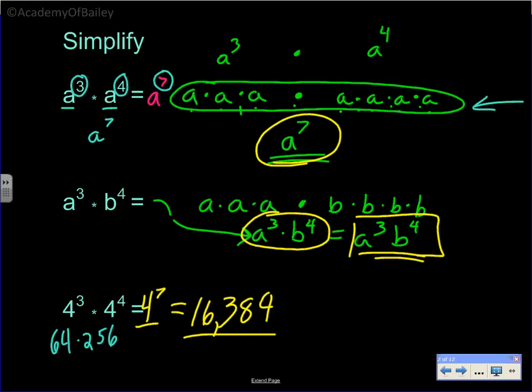Now look down here at the second example. Do they have the same base? A and B. Those are not the same base, and that's the reason why your answer looks like it does out here. But if we look down here at the third example, base 4 and 4, they do have the same base, so then we can add the exponents. 3 plus 4 will give us a 7. So the base is 4 to the 7th power.